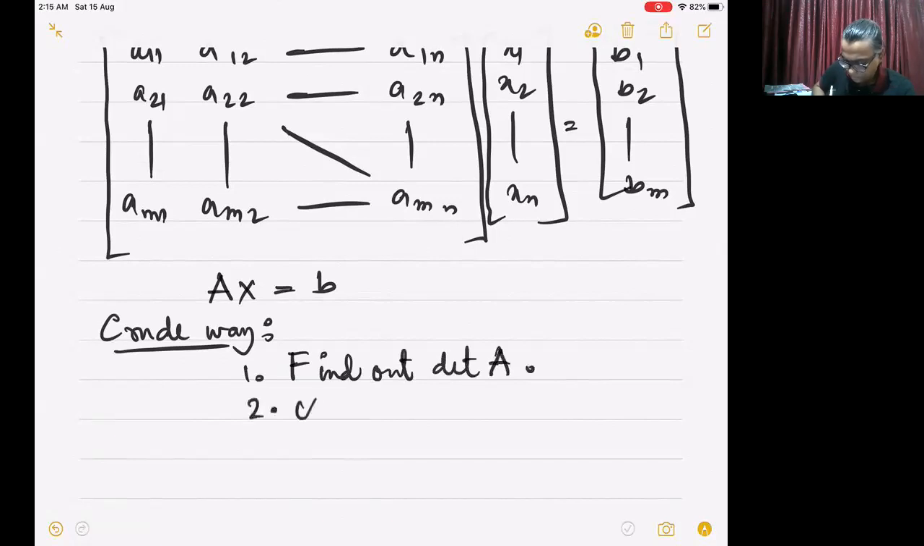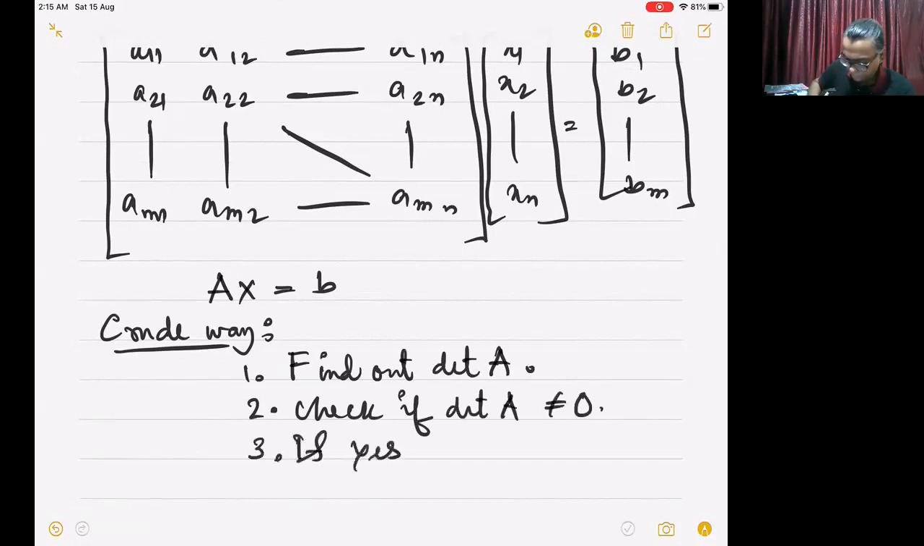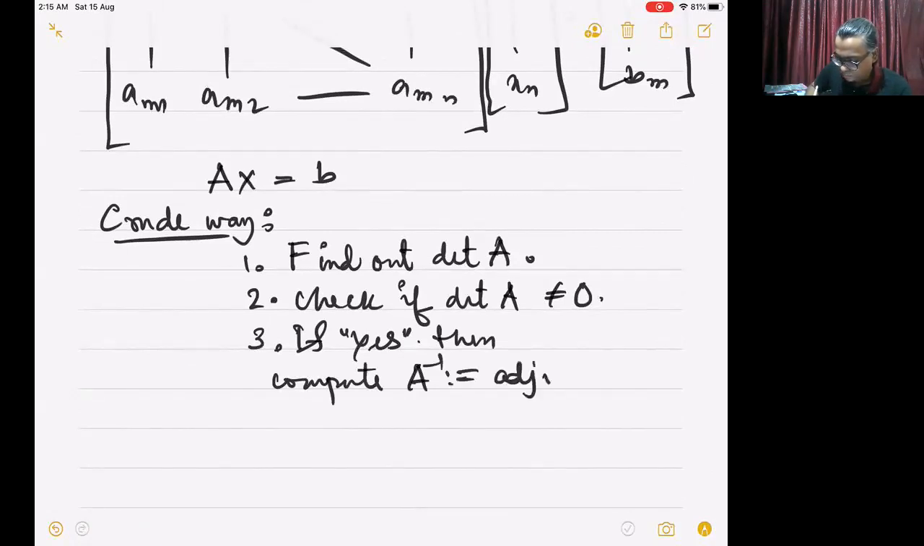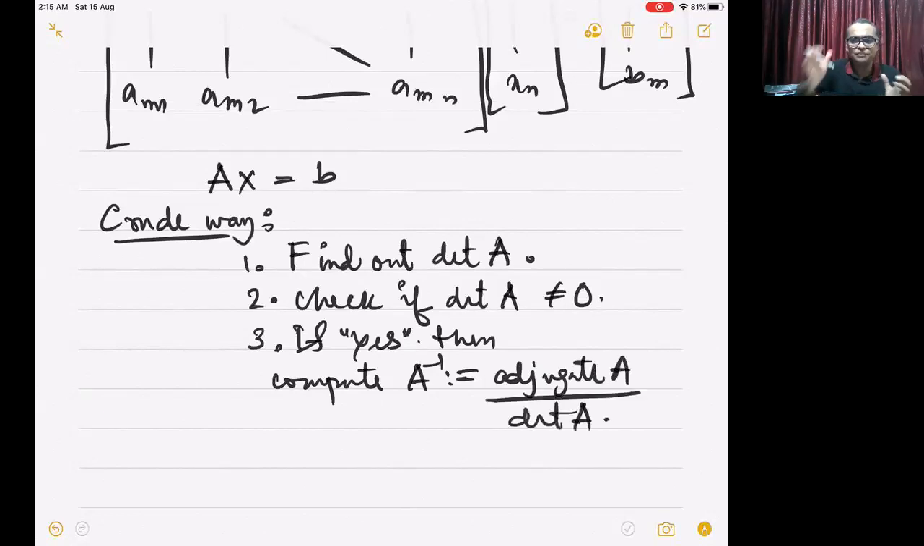Check if determinant of A is not equal to 0. If yes, if determinant is indeed non-zero, then compute A inverse by defining it as adjugate of A divided by determinant of A. What is adjugate? A complicated formula.